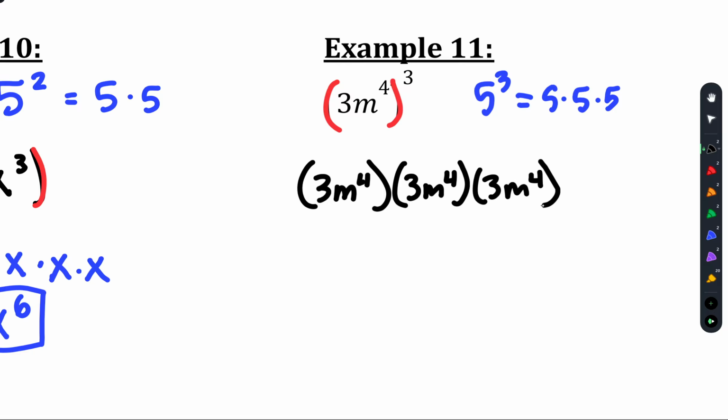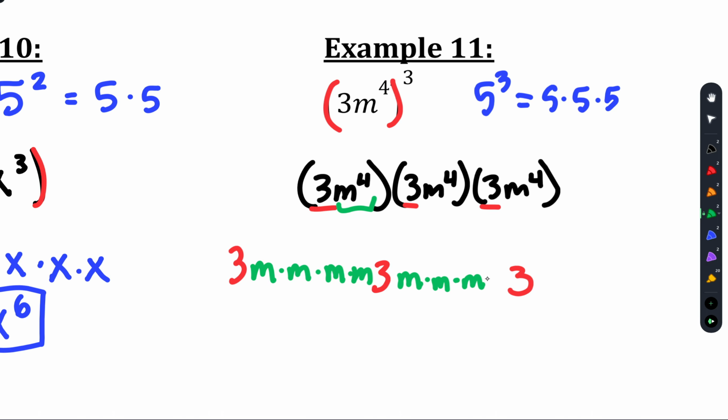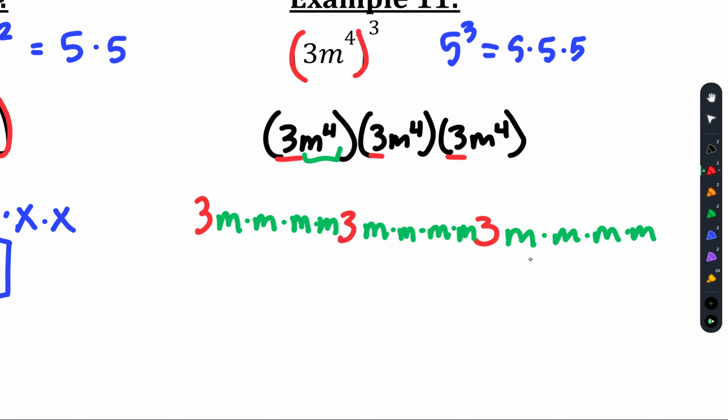Now each one of those bubbles I can break up. I'm going to have a 3 in each bubble. And then in each bubble I have 4 m's. M times m times m times m, three times. It's a total of how many 3's? And a total of how many m's? I can condense that 3 to the 3rd power. 3 to the 3rd power is 27. M to the 12th.